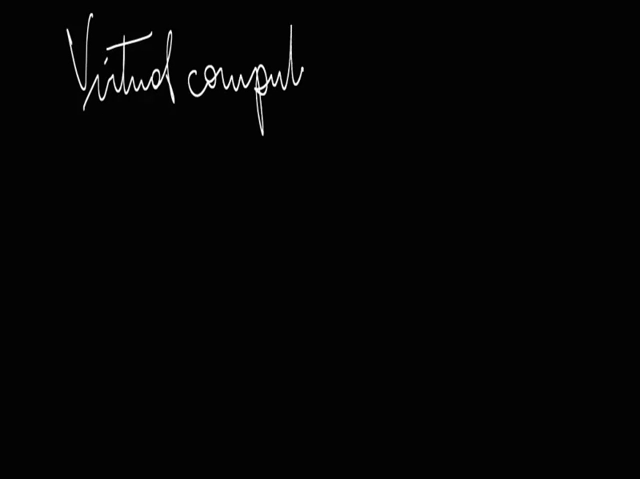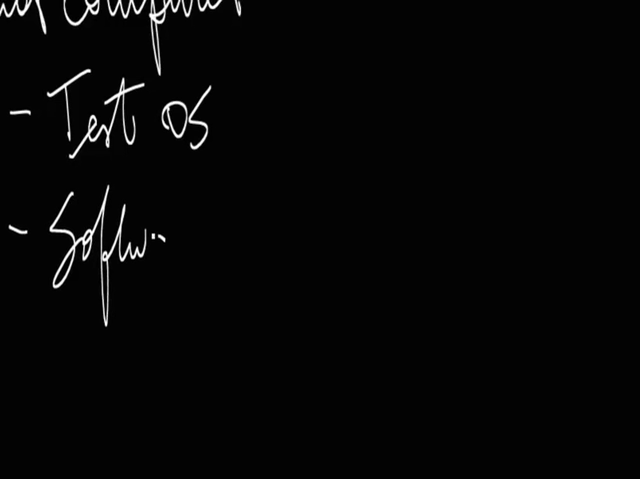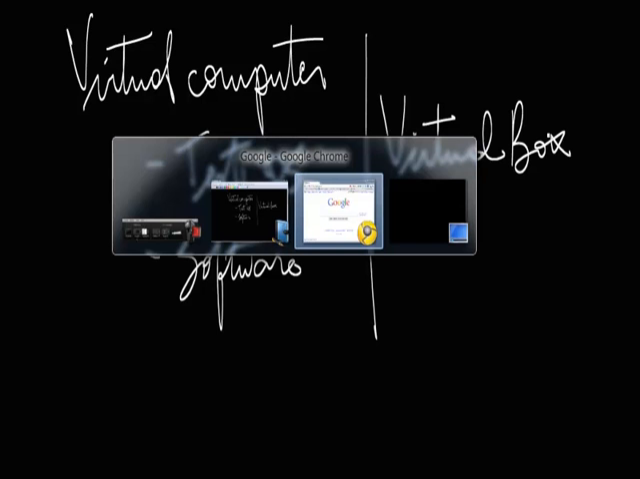Hi everybody. So what we're going to be doing today is showing you how to create a virtual computer in your own computer. And there's a number of different advantages in this. Primarily, you can test different operating systems, or you can install different versions of a given software. And in order to do this, we are going to use something called VirtualBox, which is an open source software.